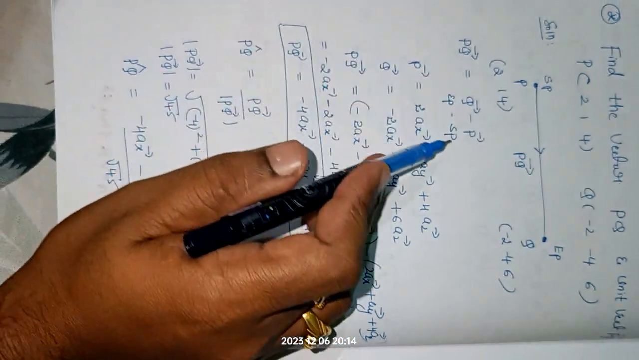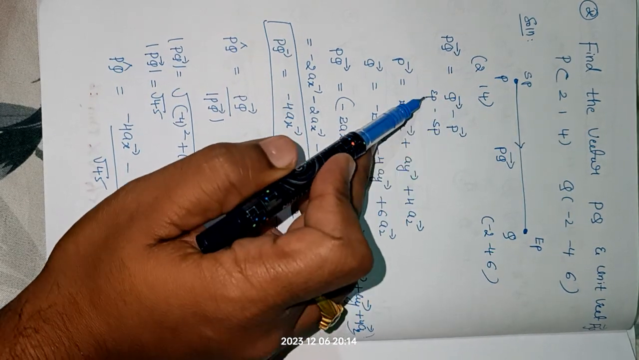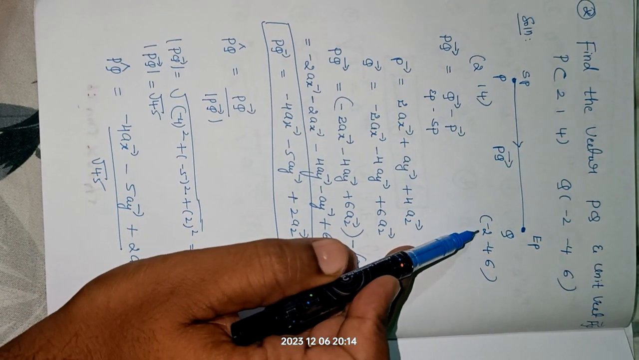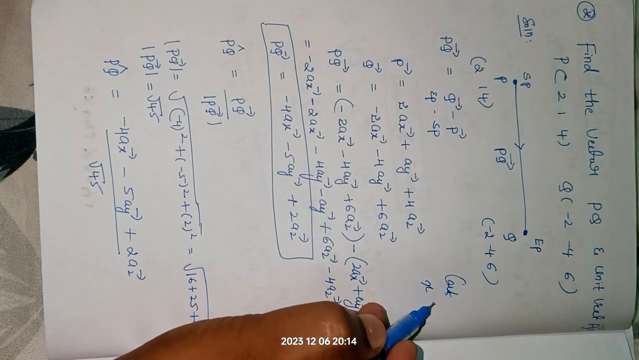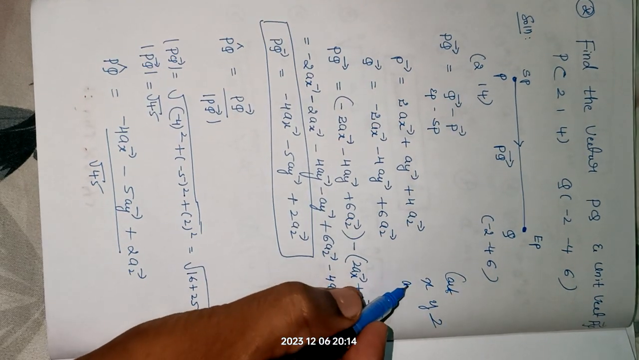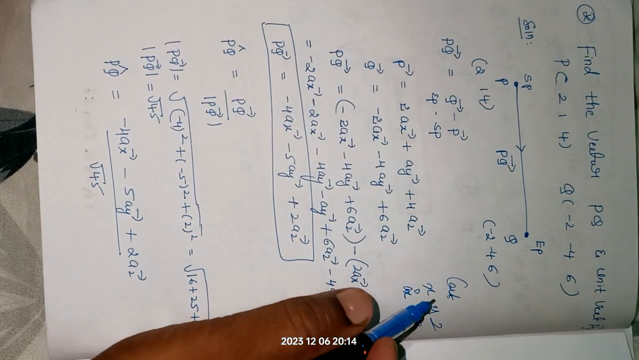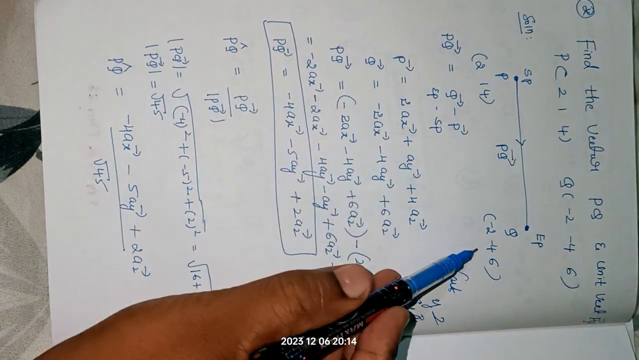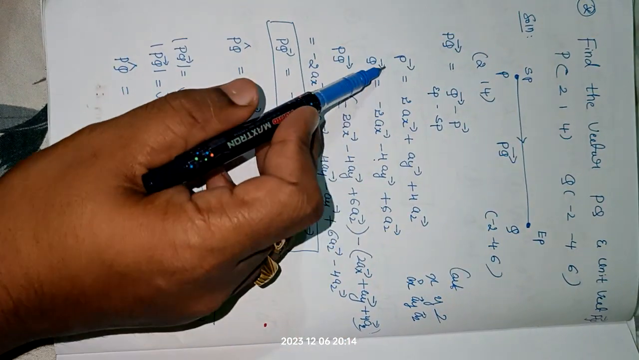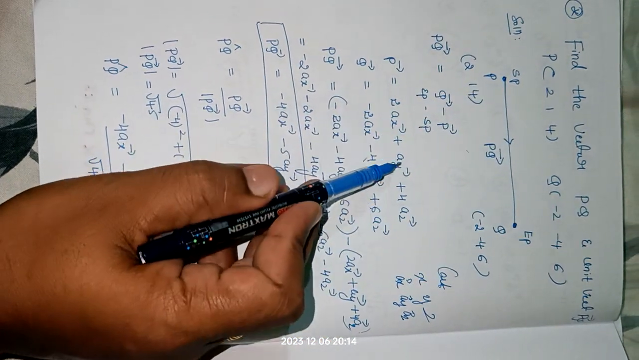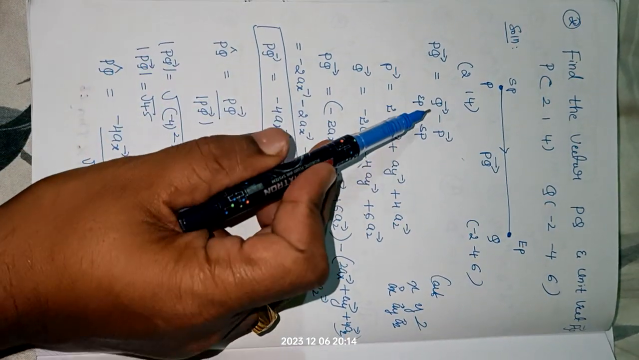So PQ vector can be written as ending vector minus starting vector. So Q minus P. So Q vector can be written as, here -2. It is a Cartesian coordinate system. In the Cartesian coordinate system, we have x, y, z with respect to x, ax; with respect to y, ay; with respect to z, az unit vector. So -2 ax, -4 ay, 6 az. So it is the Q vector. Similarly, we can write the P vector 2, 1, 4: ax, ay, az.